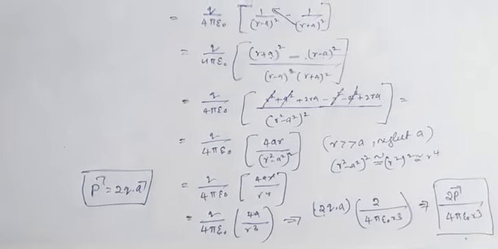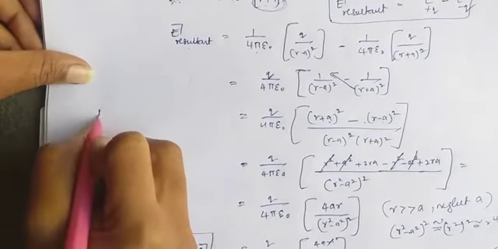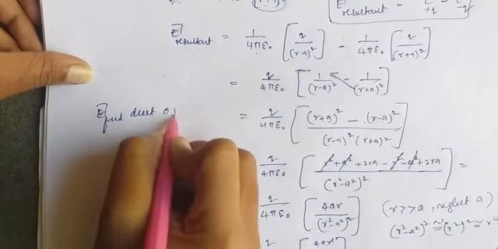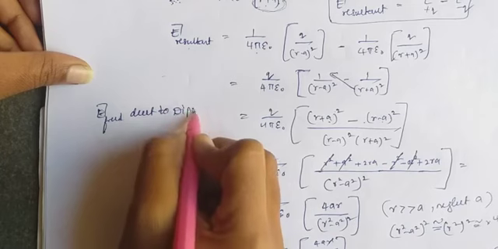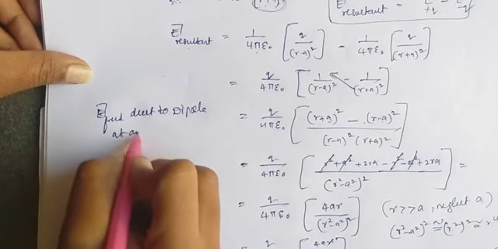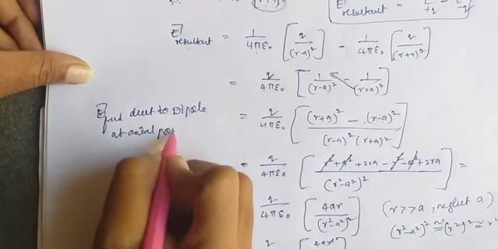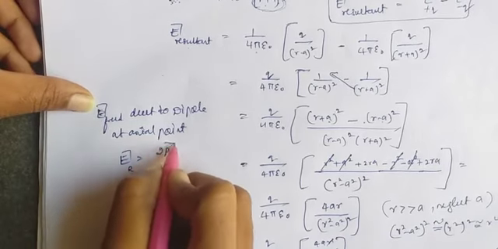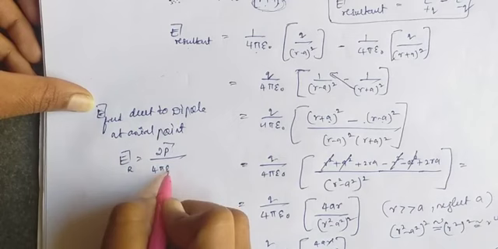So that means the electric field due to a dipole at an axial point, E resultant, is equal to 2p by 4 pi epsilon naught R cube.